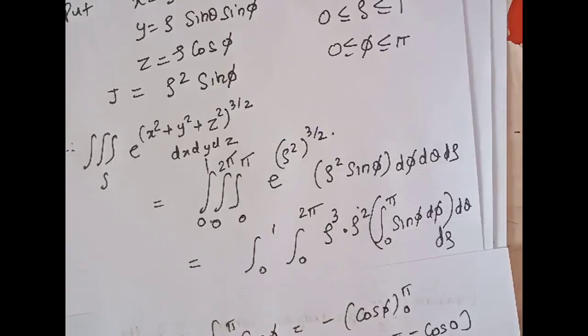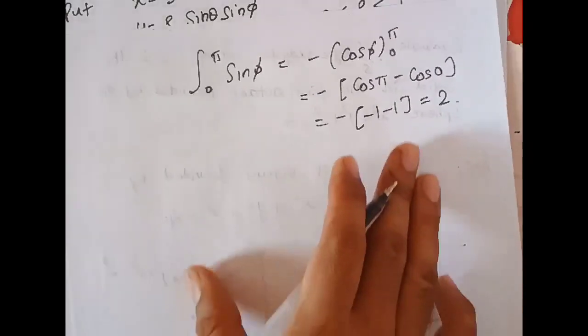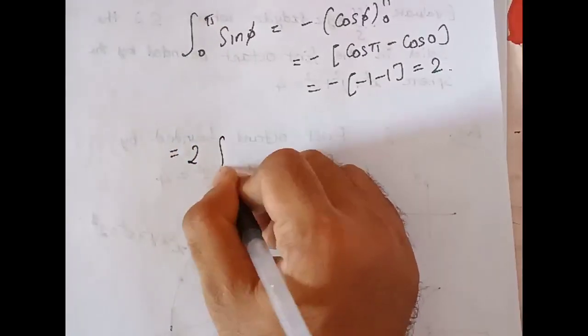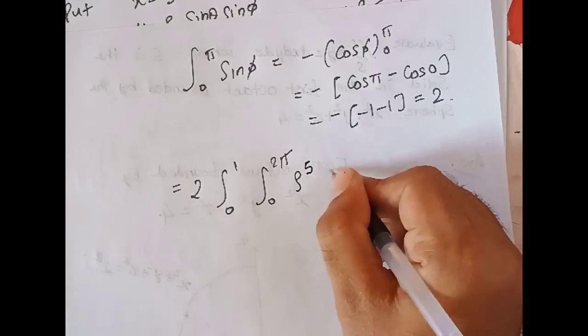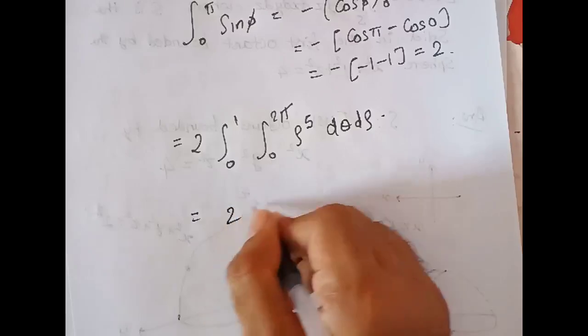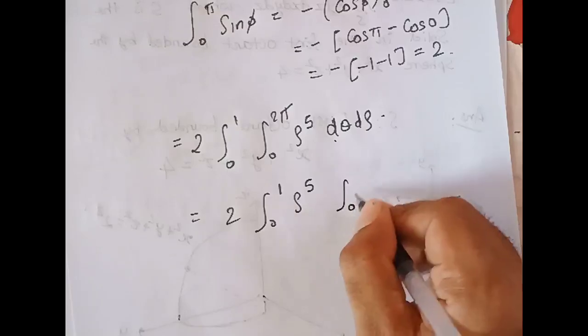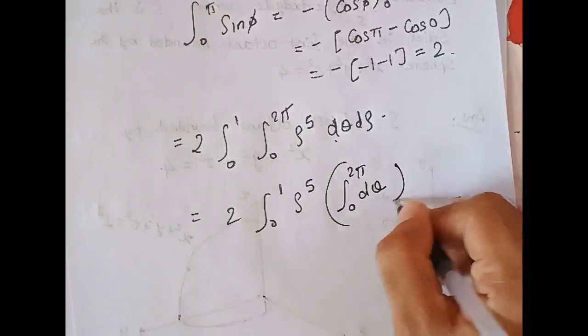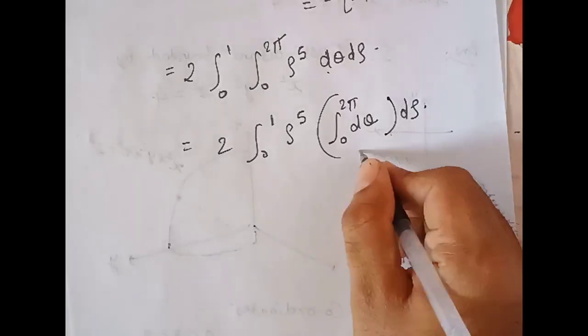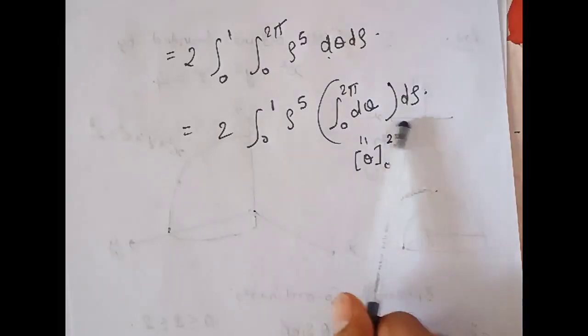So therefore our question now reduces to this. I can put the 2 and take the constant out. So we get 2 times the integral 0 to 1, 0 to 2 pi, and rho, if we take the total power, it is 5, so rho raised to 5 d theta d rho. Alright, so this is 2 times the integral 0 to 1. Rho is a constant with respect to theta, so 0 to 2 pi d theta d rho. Okay, and the integral of d theta is theta from 0 to 2 pi, and that is going to be 2 pi finally.